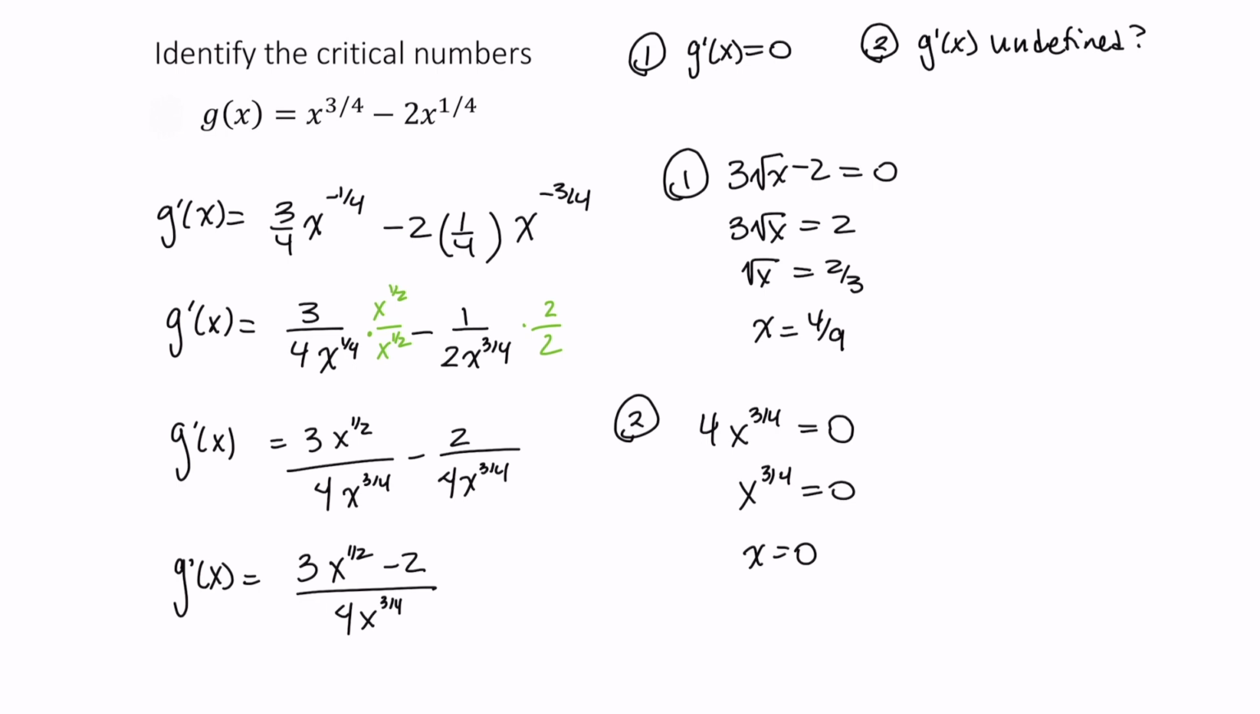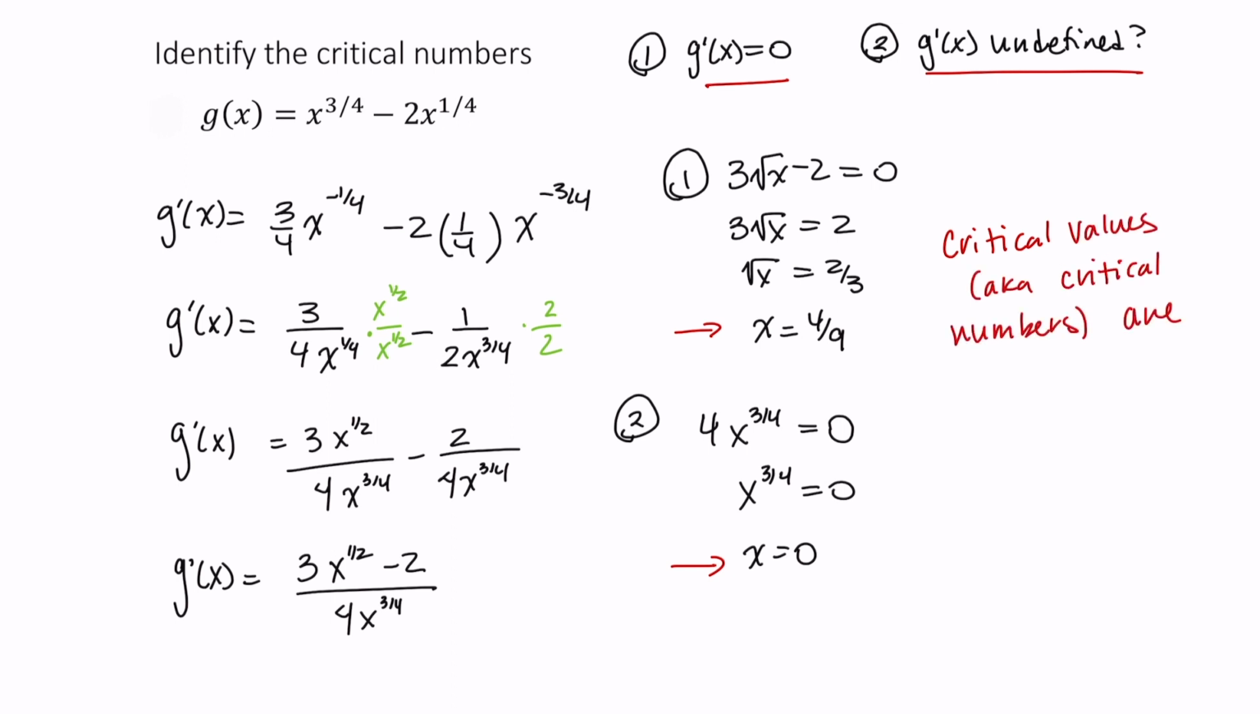So we have two critical numbers. One we got from finding where the first derivative is 0, and the other one we got by looking at where this first derivative is undefined. So the critical values, aka critical numbers, are x is equal to 4 over 9 and x is equal to 0.